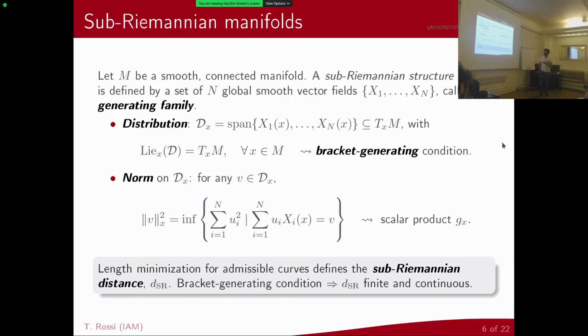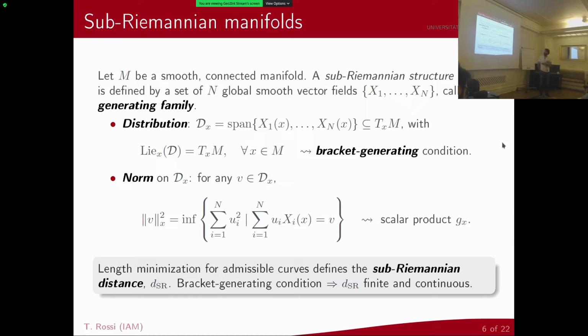This is a family of n global smooth vector fields, and attached to this generating family we can define a distribution and a norm. So a distribution is the linear subspace generated by the generating family at any point of the manifold, the linear subspace of the tangent space. And we will assume that the Lie algebra generated by this distribution, so we consider the linear subspace generated by the generating family and iterated Lie brackets, is the whole tangent space at any point. This is the so-called bracket generating condition or Hörmander condition.